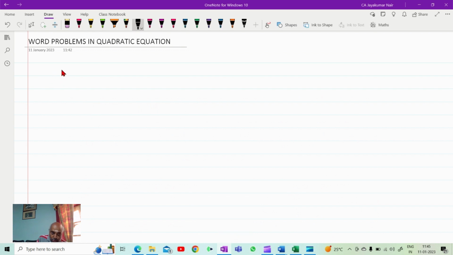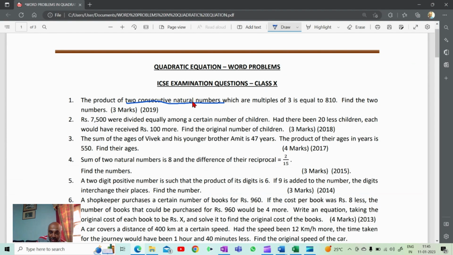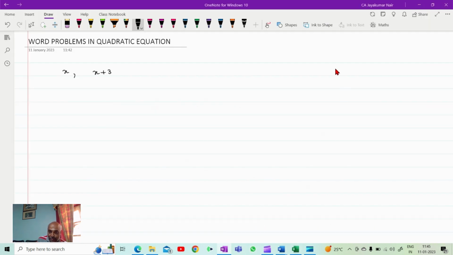Supposing the first number is x, the next natural number should be x plus 3, because the question says that they are multiples of 3. So if the first number is, say for example, 3, the next number should be 6. If the first number is 6, the next number should be 9. If the first number is 12, the second number has to be 15. So these are called consecutive natural numbers.